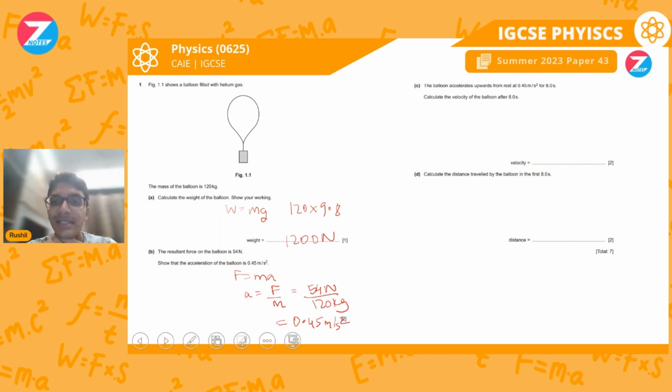C. The balloon accelerates upwards from rest at 0.45 meter per second square for 8 seconds. Calculate the velocity of the balloon after 8 seconds. So we know that its initial velocity is 0. So we have the formula that V is equal to U plus AT. Basically, the initial velocity here is 0, so it's just V is equal to acceleration into time. Since you know that the speed increases 0.45 meter per second each second for 8 seconds, it's basically just 0.45 into 8, which is 3.6 meter per second.